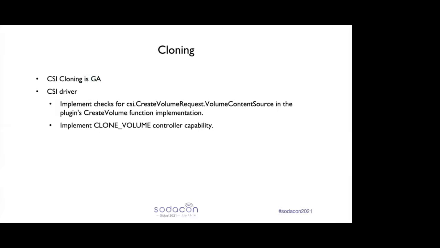The CSI also supports cloning. A clone is defined as a copy of an existing Kubernetes volume. It is independent of the original volume. To implement volume cloning, the CSI driver must implement the clone volume controller capability. Also, in the plugin's create volume function, it needs to check volume content source in the create volume request and create a volume from that source.